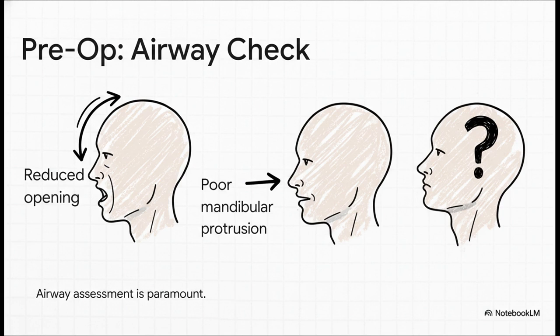We tend to fixate on neck extension, right? But in these patients, a small mouth opening and a poor jaw thrust are actually much better clues that you're going to have a tough time with laryngoscopy.